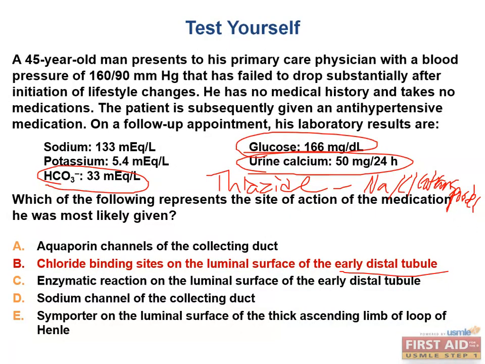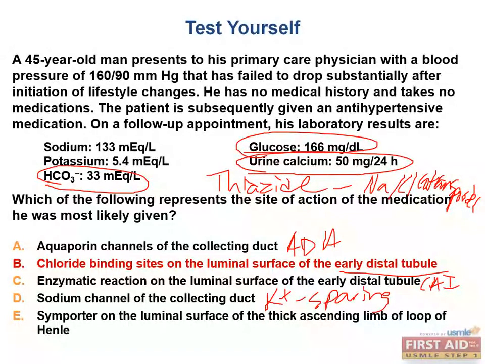Now let's look at why the others were not correct. A is not correct because this describes the site of action of ADH, which causes the insertion of aquaporin channels in the collecting duct. C is not correct because this describes the mechanism of carbonic anhydrase inhibitors, and these would lead to metabolic acidosis, not alkalosis. D is not correct because this describes the site of action of the potassium sparing diuretics, and this would not affect the urine calcium concentration.